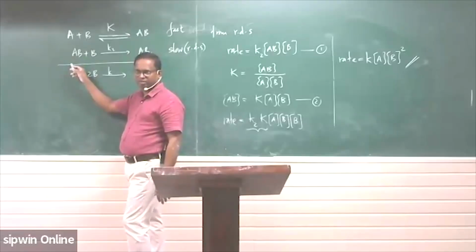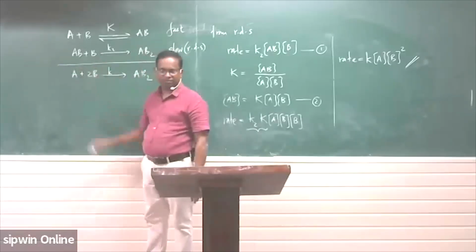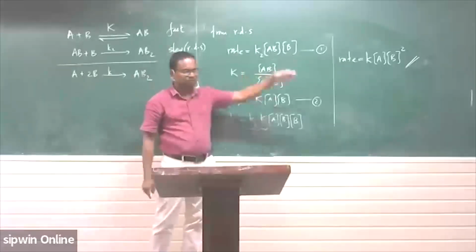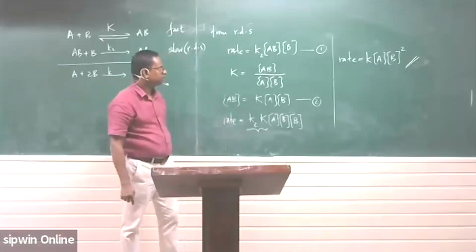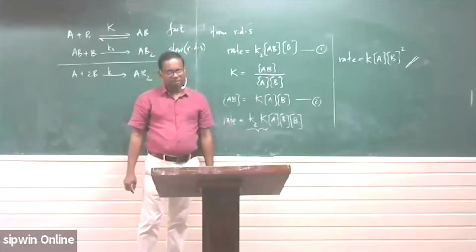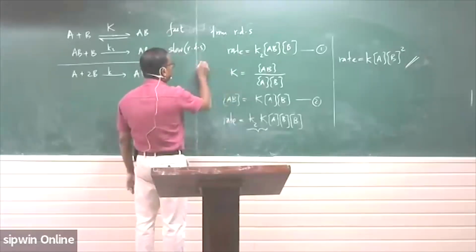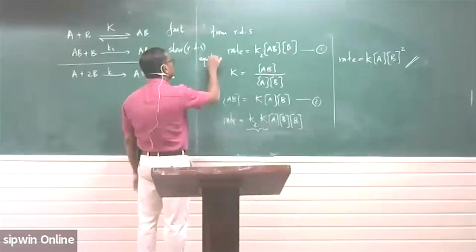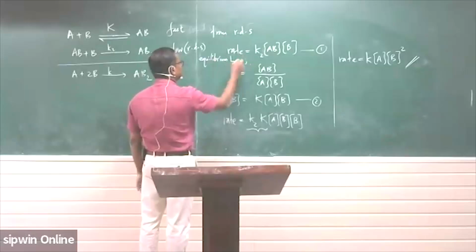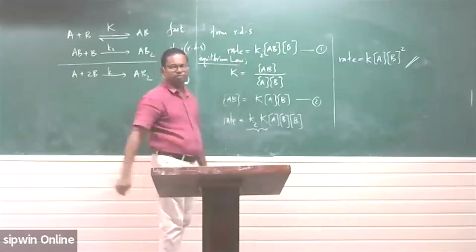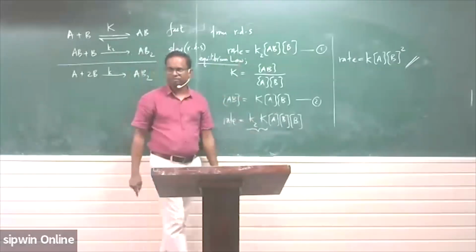This is an elementary step. So the rate equals K2 [AB][B], right? Next, write from the equilibrium law: K equals capital K.